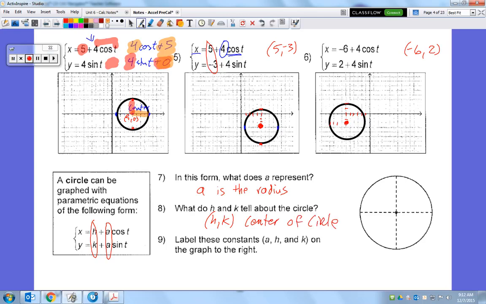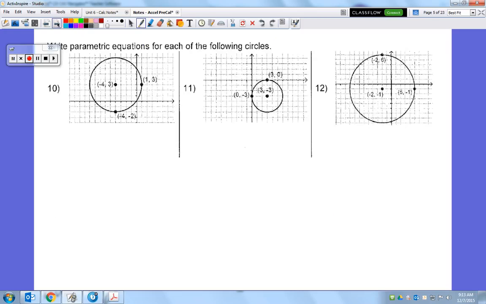Label these constants. If I had it looking over here, this would be A, and that's like the distance. That's just the radius, and you can see that just protruding from the center. And then HK would be the center itself. HK is the coordinate point center itself. Okay? So now let's come over here and we're going to write from what we see.